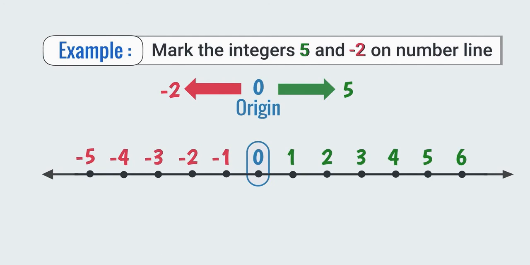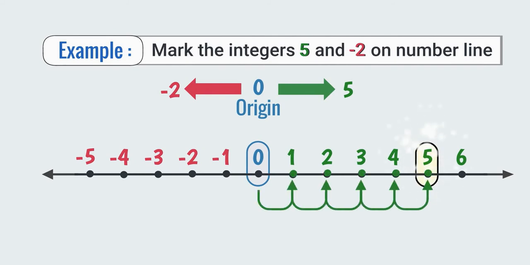Now, we have drawn the points and marked this point as origin, that is 0. Next, to mark point 5, we must locate origin and move 5 points towards right of it. This is the required point 5. To mark point -2, we must locate origin and move 2 points towards left of it. This is the required point -2.